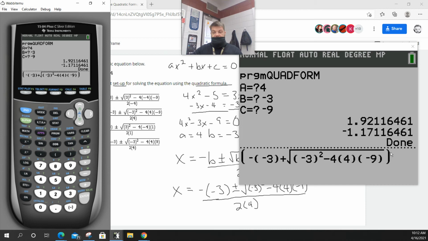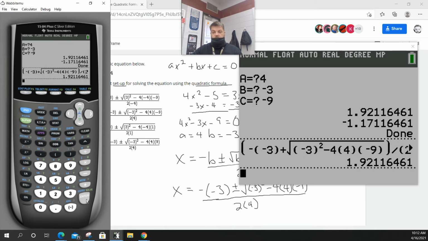So notice how I've got these big parentheses and I have the whole numerator plugged in. Then I'm going to say divided by. Now I have to put the denominator in parentheses. 2, open parentheses, 4. See what I did there? Now if I hit enter, well, bam, with the bacon sizzle, I get one of the answers.